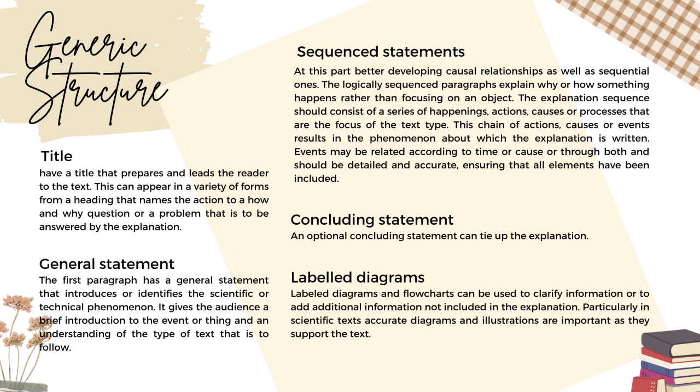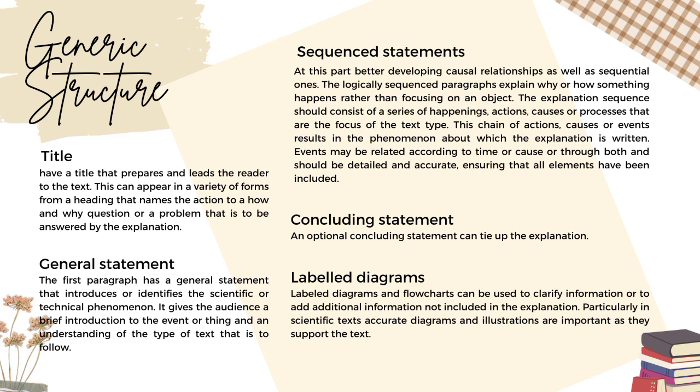Second, general statement. The first paragraph has a general statement that introduces or identifies the scientific or technical phenomenon. It gives the audience a brief introduction to the event or thing and an understanding of the type of text that is to follow. Third, sequence statement.